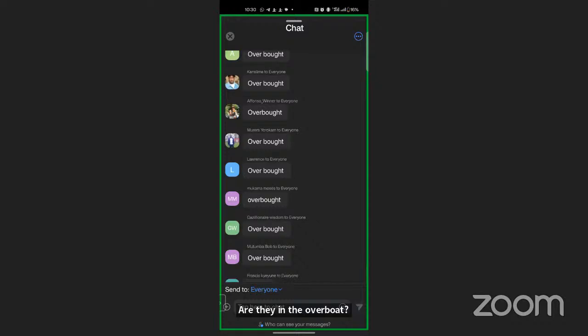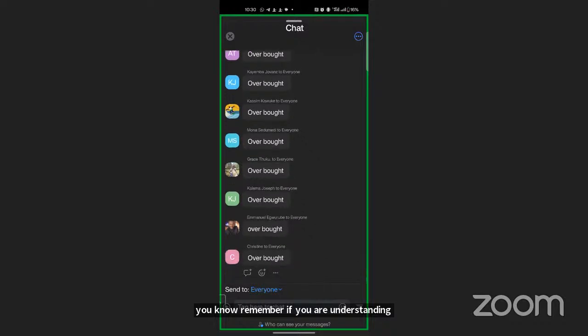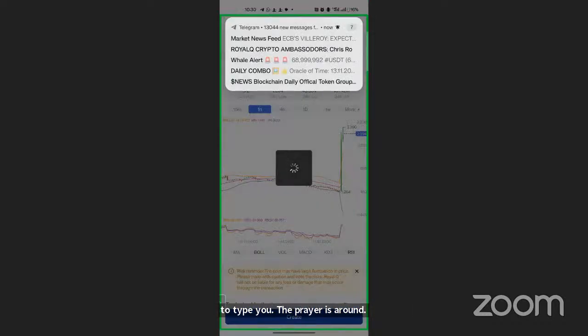Remember, if you are understanding, the player is already there, so it is working. So don't be like he played the other time. I'm waiting for the player to type. The player is around. It is busy monitoring who's not typing. So the player is there. So don't say he's not playing. The player is there. It is working. So don't say, let me wait for the player to type. The player is around.